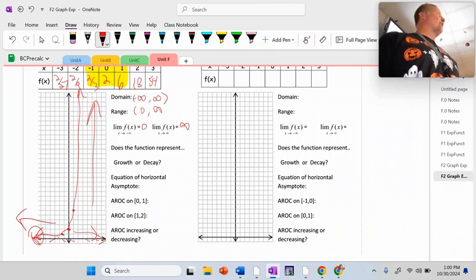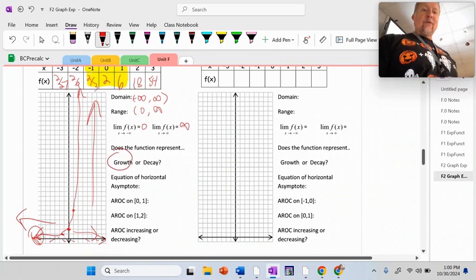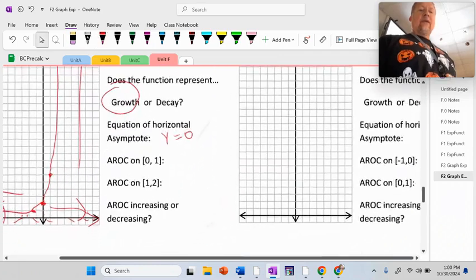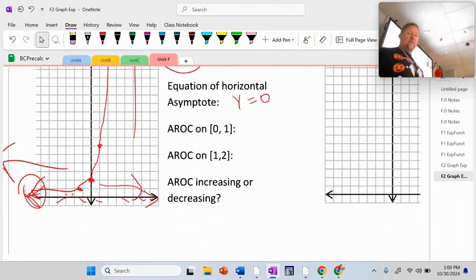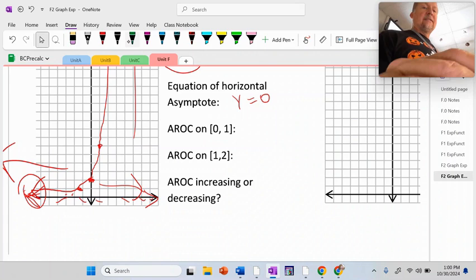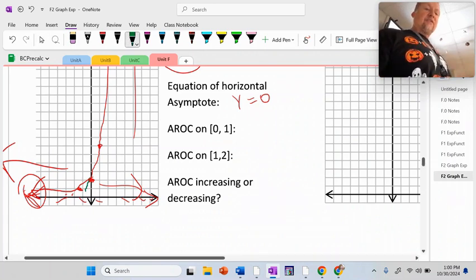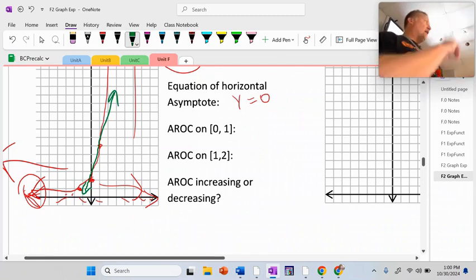All right, is this growth or decay? Growth, that's easy. Horizontal asymptote, y equals 0. All right, and then, okay, AROC. What's AROC stand for? Average rate of change. I'm only going to do one of them. It's actually very easy. The average rate of change from 0 to 1 is basically just the slope of this line. Okay, and we've been doing that all year long.